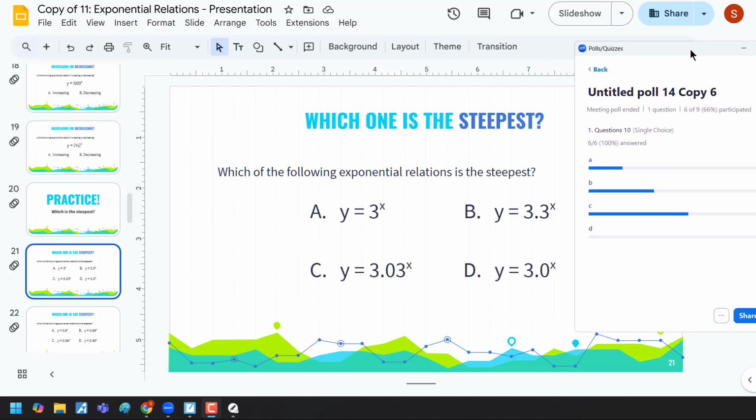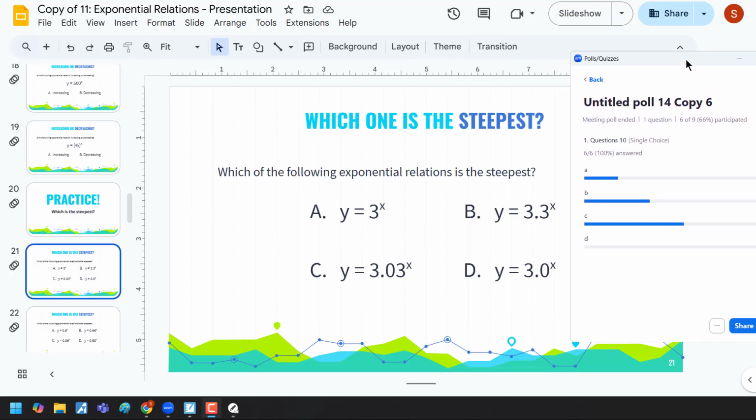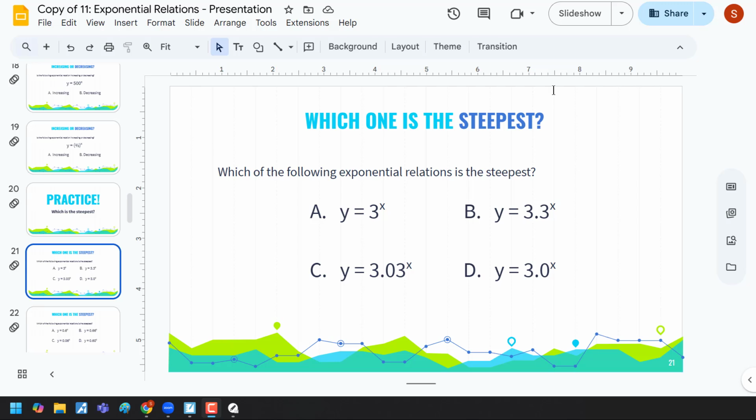All right, so here we have A, B, and C. No one picked D though. That's good. But let's see, what's the answer? Well, this is an increasing function. How do I know? Well, the base number is bigger than 1, so it's definitely increasing. And the steepest one is going to be the biggest number. So what's the biggest number? There's 3, 3.3, 3.03, and 3.0. So 3.3 is the biggest, and the answer is B. B is the biggest number here.